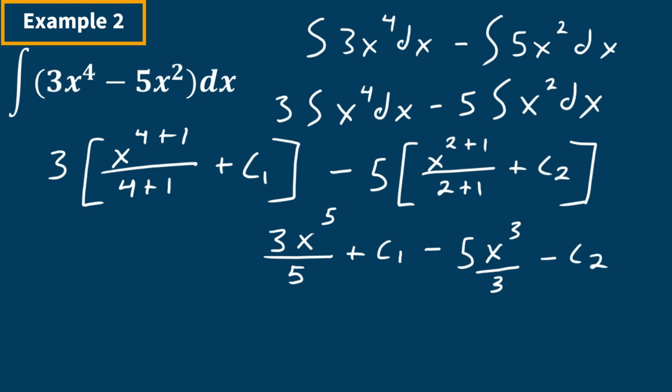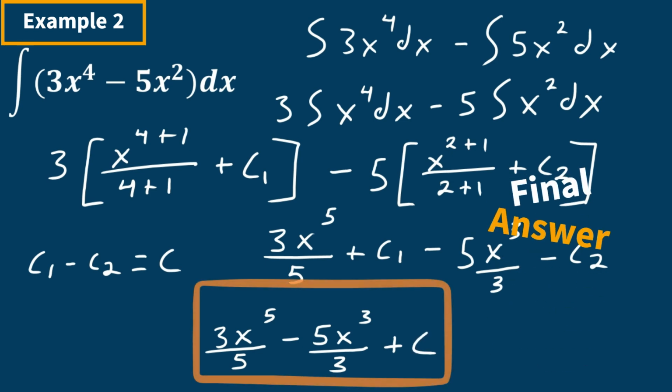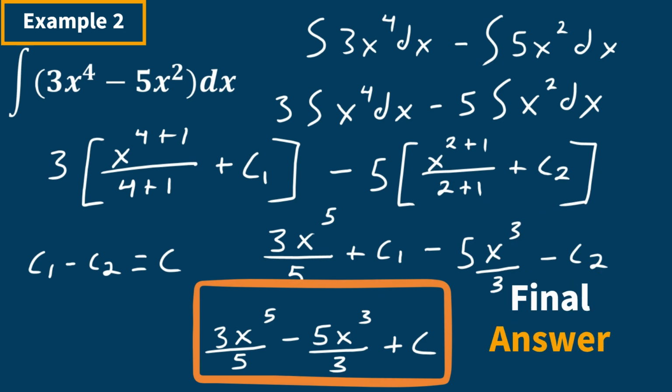Last thing we want to note is that c1 minus c2 is still going to be a constant. We're just going to label that c. All we need to do is include one constant term. Now what we'll get is 3x to the 5th over 5 minus 5x to the 3rd over 3 plus c. So 3x to the 5th over 5 minus 5x to the 3rd over 3 plus c is our final answer.